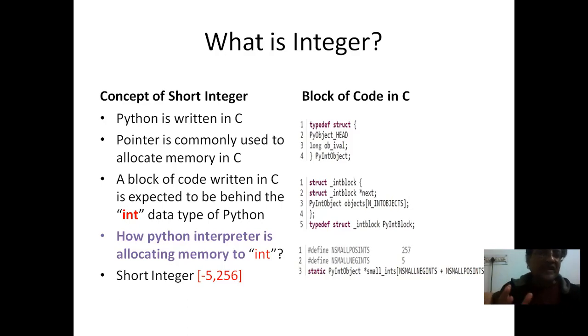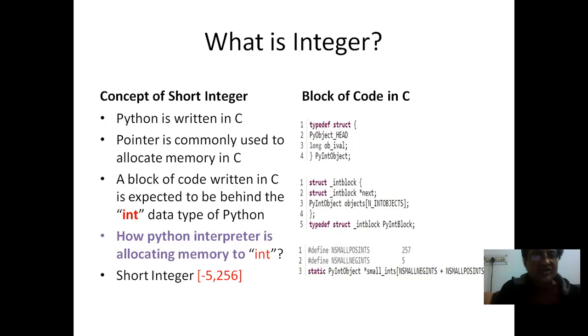So basically, when you are declaring an integer in Python, behind the curtain, C is using a block of code. Now, what is the code given here? You are defining a structure as a typedef struct. You are giving the name of this structure as PyIntegerObject. Then you are creating a structure integer block, and within this integer block, you are using a pointer. The pointer is a pointer to a structure, and the name of the pointer is next.